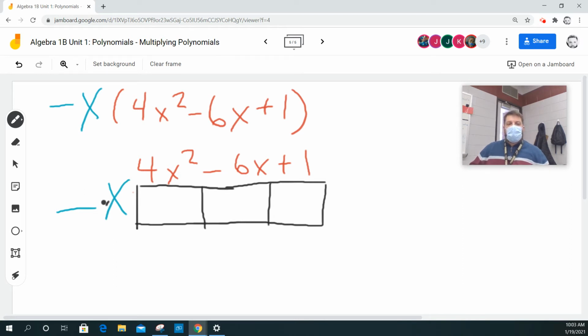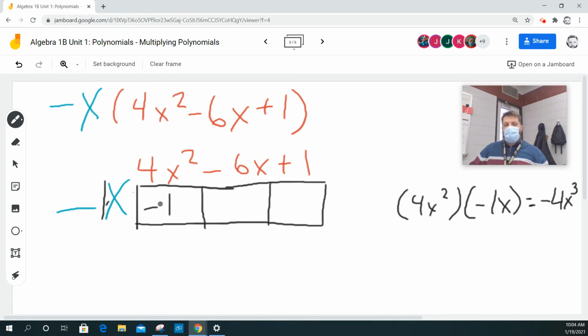Anyways, what's negative 1 times 4x squared? Negative 1x. In other words, think like this. 4x squared times negative 1x. Well, that's going to be negative 4. How many x's do I have? X cubed, right? So this is negative 4x cubed.